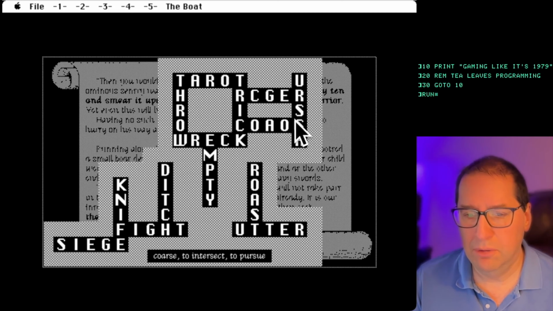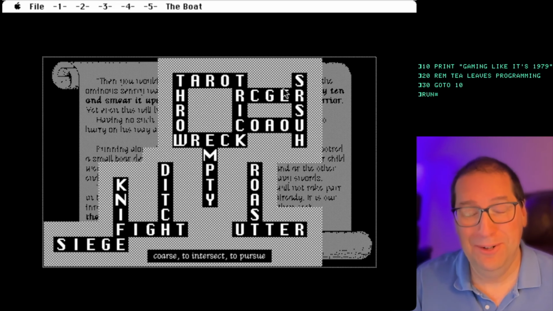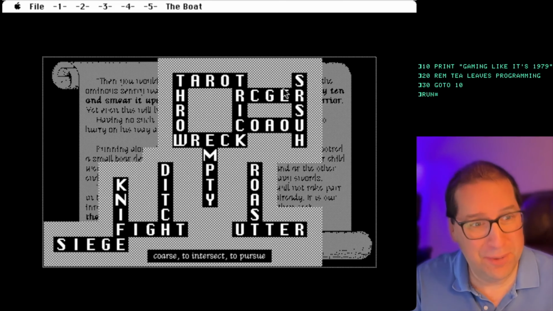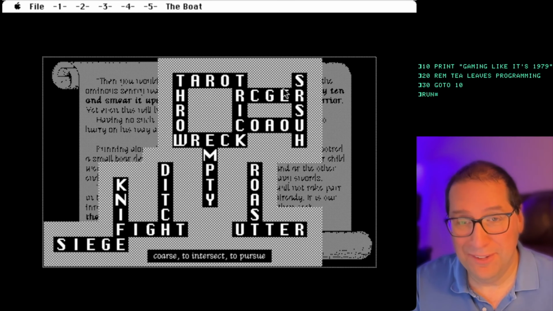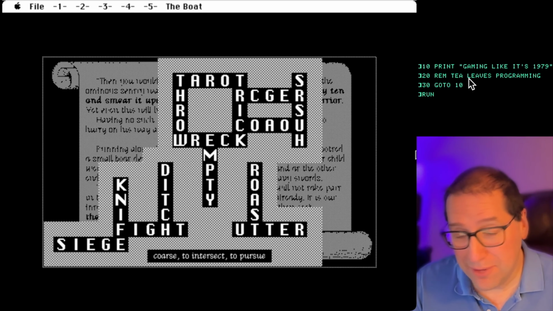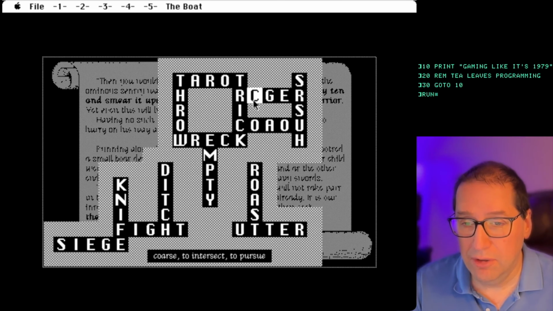So for example, let's go here, right? Course, to intersect, pursue. Some of you have probably been jumping up and down, screaming at YouTube while I suffer trying to solve this just based on the letters themselves. But that's how it goes. Sometimes you don't see things. So we've got course, meaning not fine, to intersect and pursue.